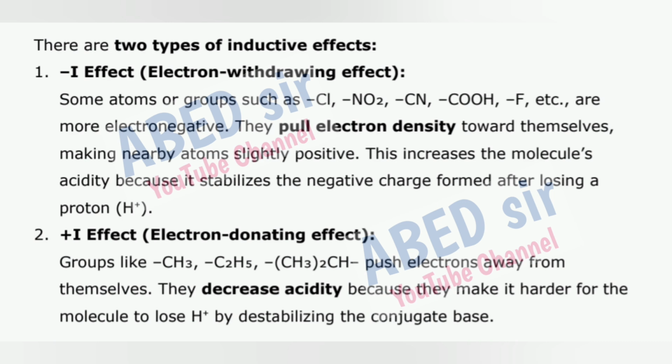2. +I effect, electron donating effect. Groups like CH3, C2H5, C3H7, C4H9 push electrons away from themselves. They decrease acidity because they make it harder for the molecule to lose H+ by destabilizing the conjugate base.